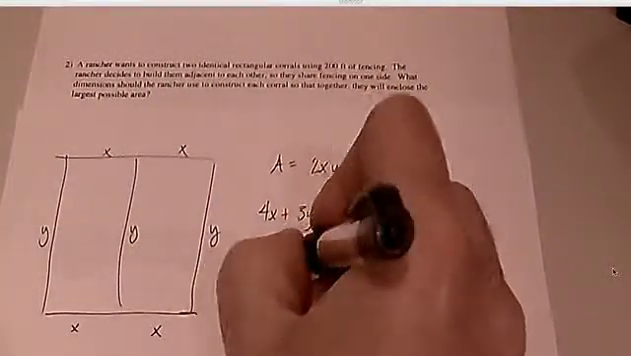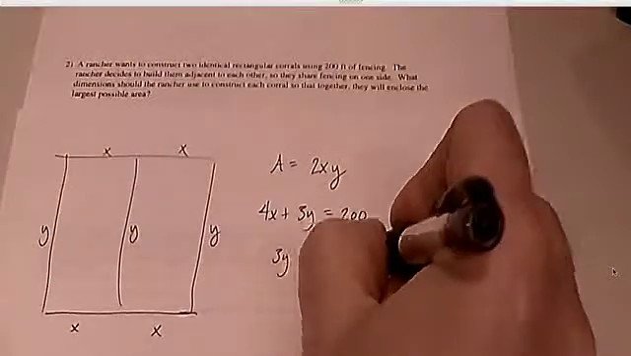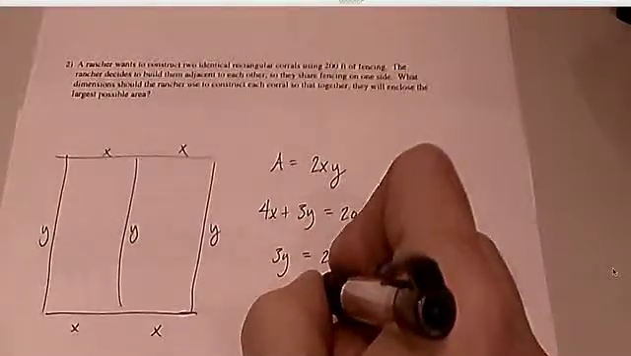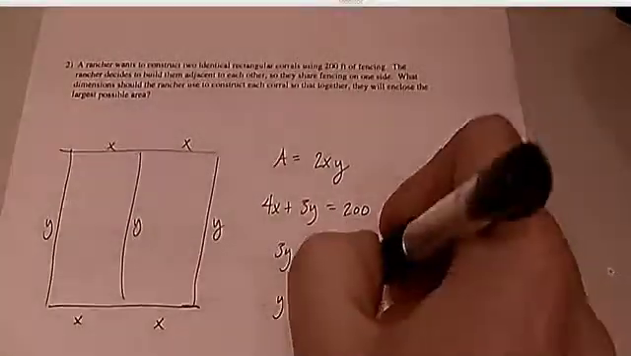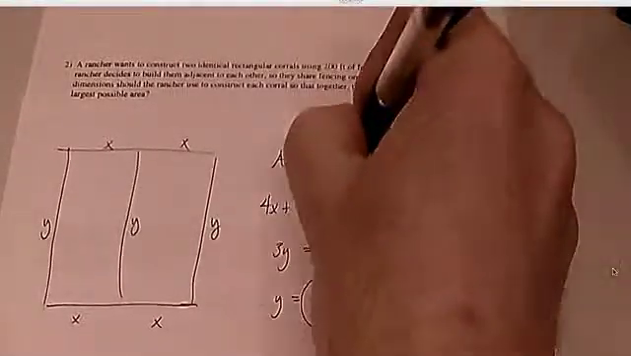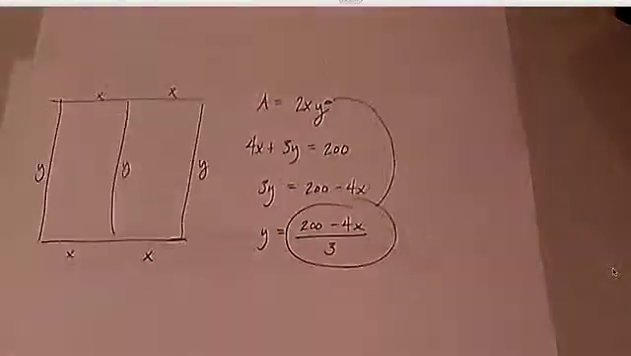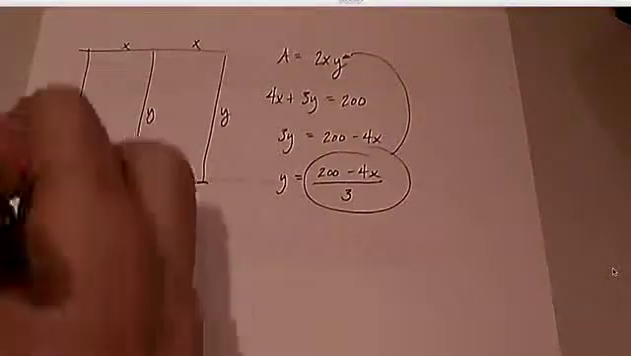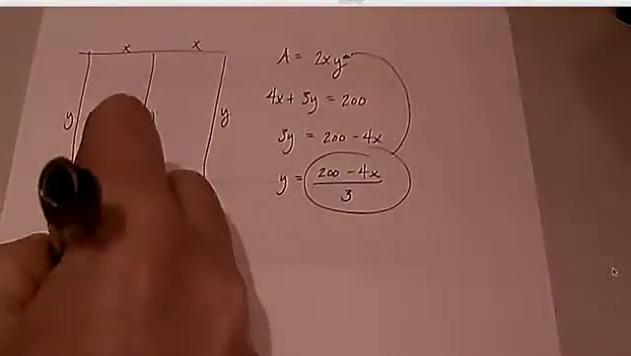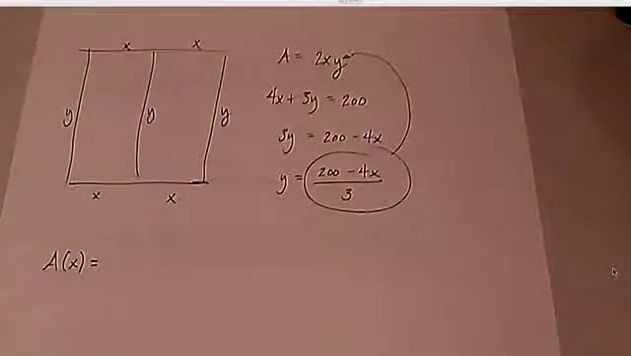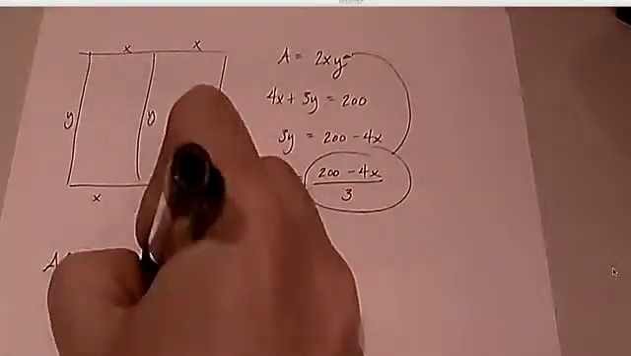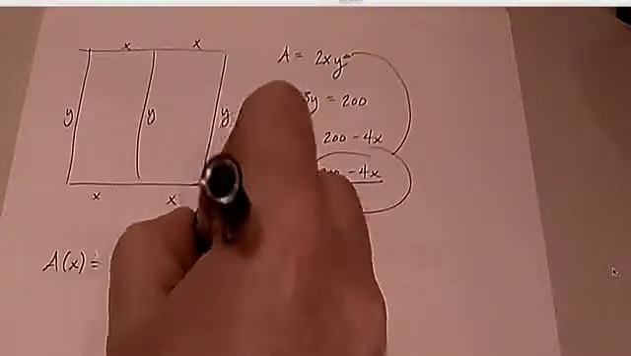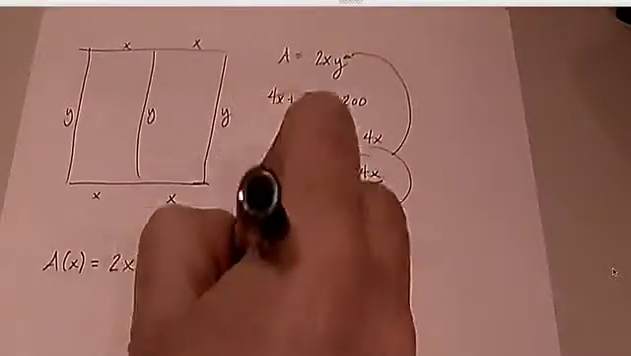And so I get 3y is equal to 200 minus 4x, or y is equal to (200 minus 4x) over 3. Okay, well then I'm going to take this expression and plug it in right there for that y value, and that's going to give me a quadratic. And now I know that area is simply in terms of x, so I can call it A of x. So you have 2x times (200 minus 4x) over 3.